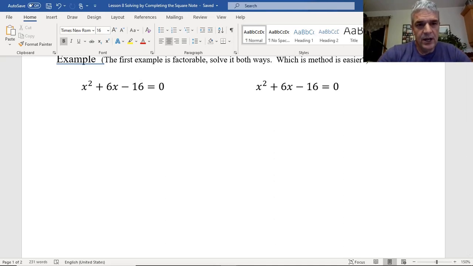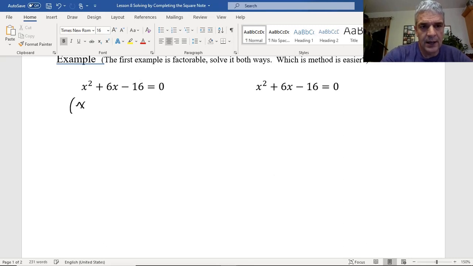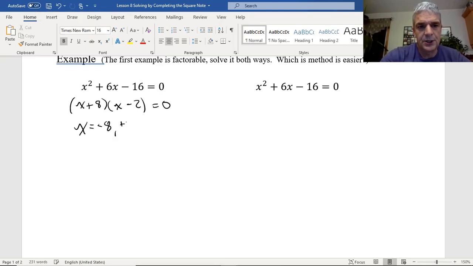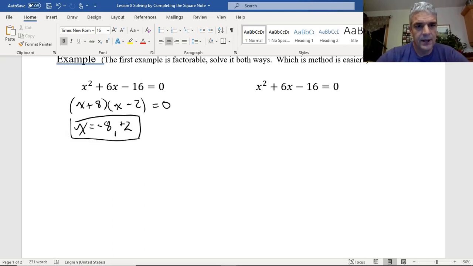But so this one here, I have factors of 16 that have a difference of 6, which will be 8 and 2. So if I know how to factor, I'm going to get x plus 8, x minus 2 equals 0, and that is factored. And then quickly I can see my answers are x equals minus 8 for this one and plus 2 here, and I am essentially done. I have completed solving this by factoring.